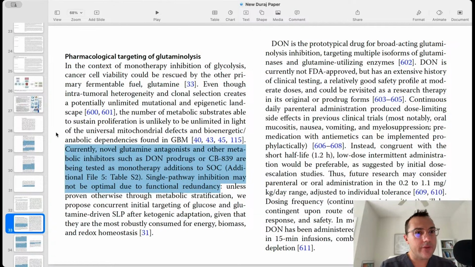Okay, the next topic is the pharmacologic targeting of glutaminolysis. And let's see here.